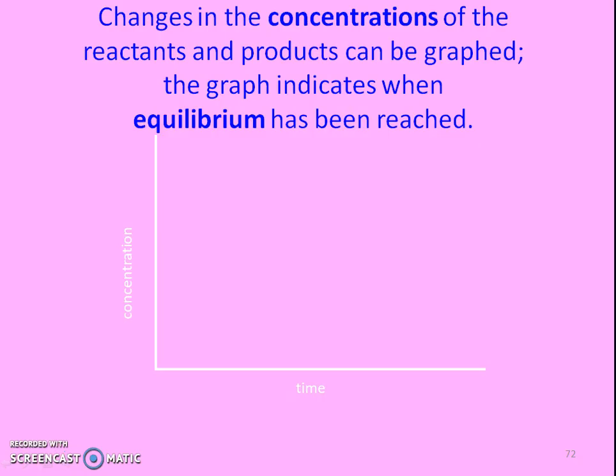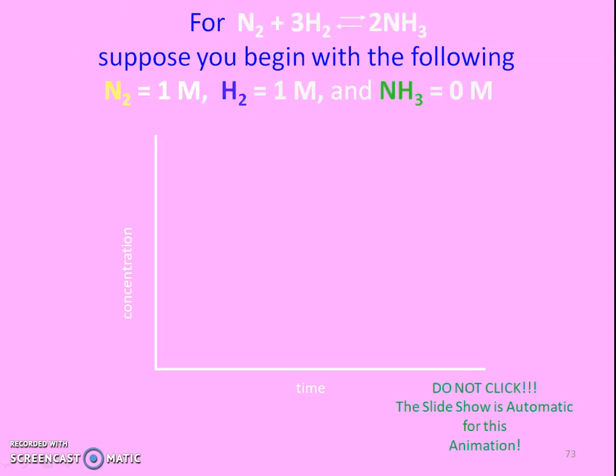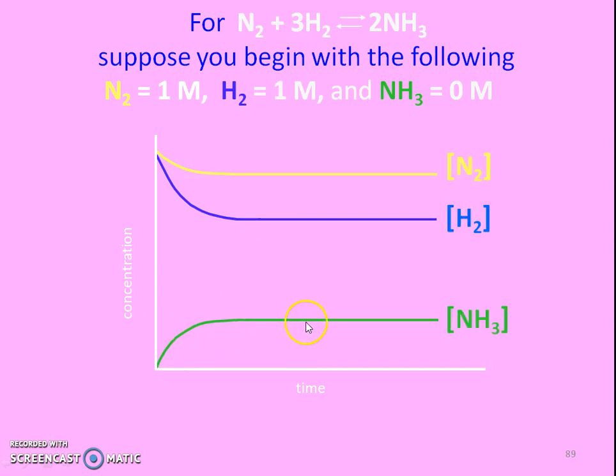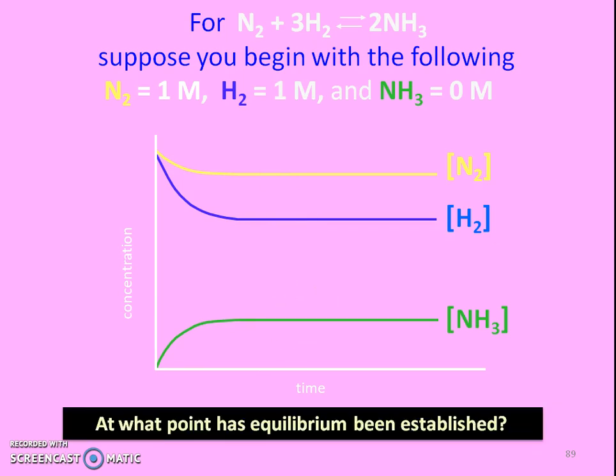Here we're looking at another graph representing concentration and time. So here we have that reaction again, and we can see the process of the reaction occurring. We have our nitrogen and our hydrogen decreasing. That should make sense, right? Because we're forming products. And we start with zero ammonia, which is increasing because it's produced. But at some point, equilibrium is established.